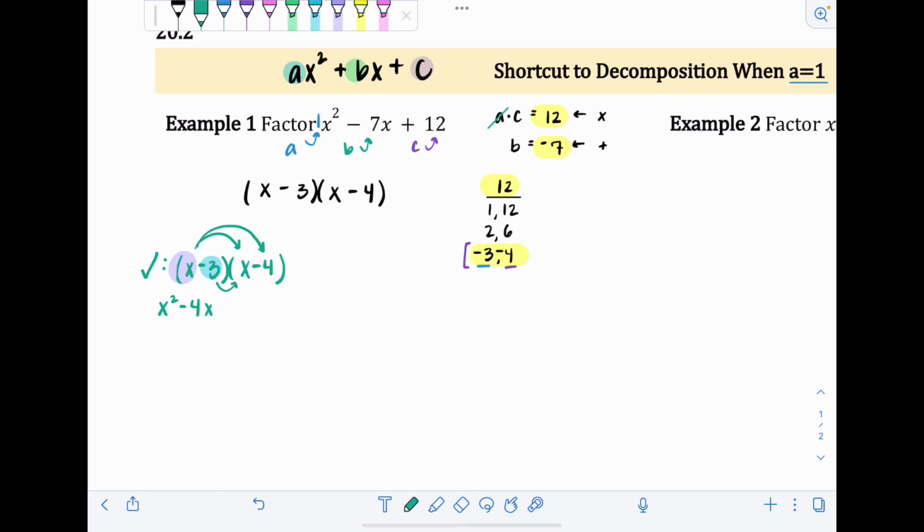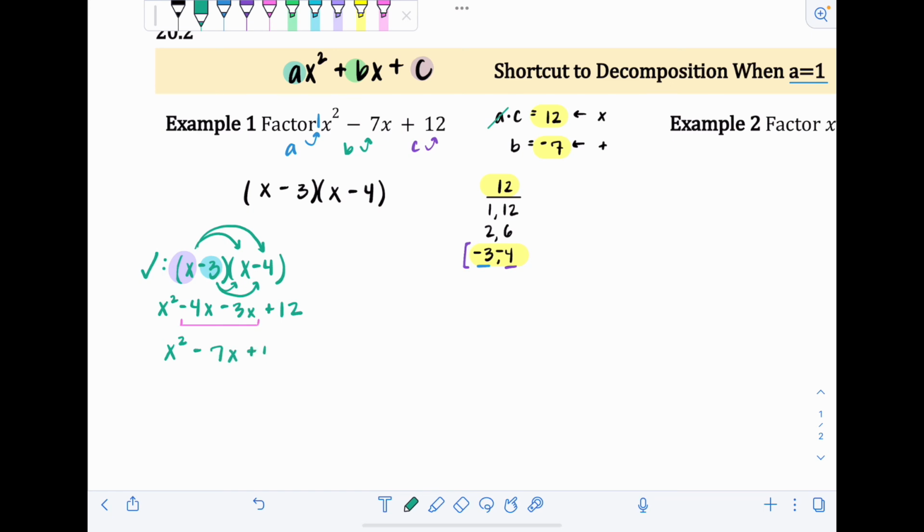So do negative 3 times x, which is negative 3x, and negative 3 times negative 4, which is a positive 12. And then next I need to check for like terms, which I have these two terms that both have x to the first power. So I'll bring down my x squared, negative 4x and negative 3x together is negative 7x.